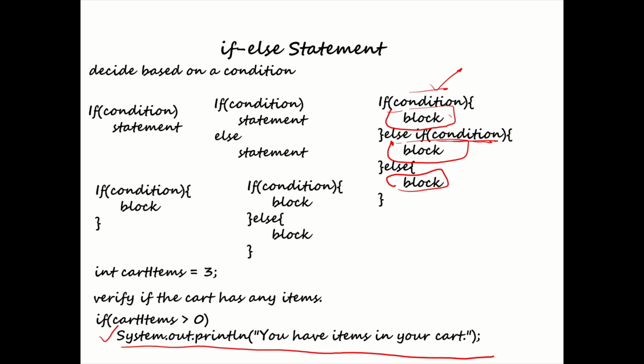Now let's go to the next one, where I'm just checking whether the cart has any items or not. So if cart is greater than 0, then in that case I can say the cart has items.